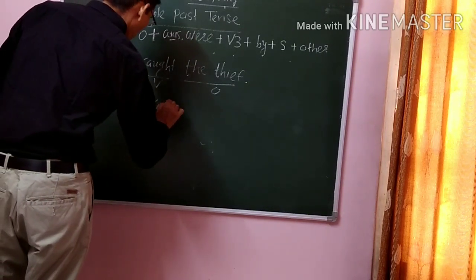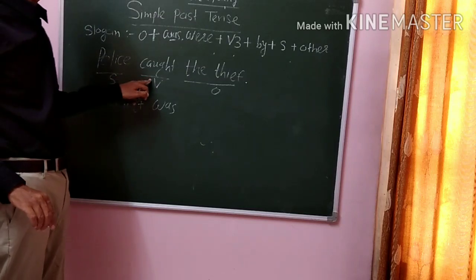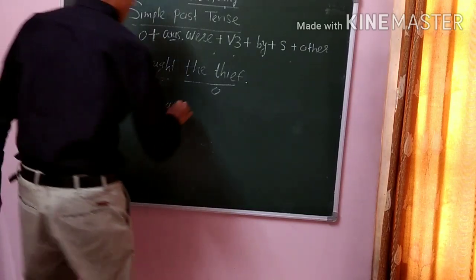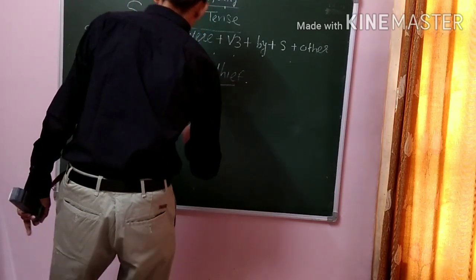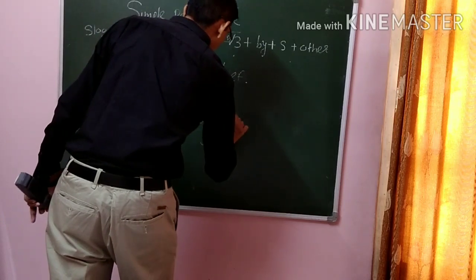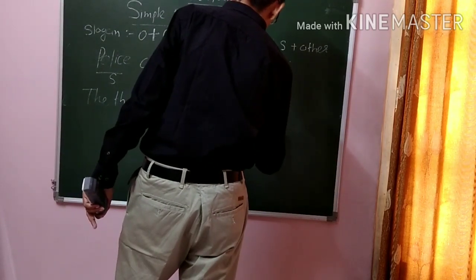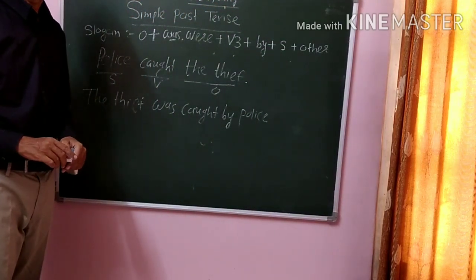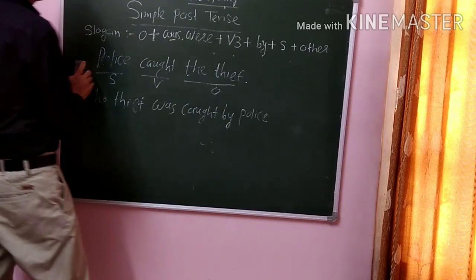The thief was. Caught's third form is also caught. Catch, caught, caught. Was caught. Then by. Then police. The answer is: the thief was caught by the police. I give another example.